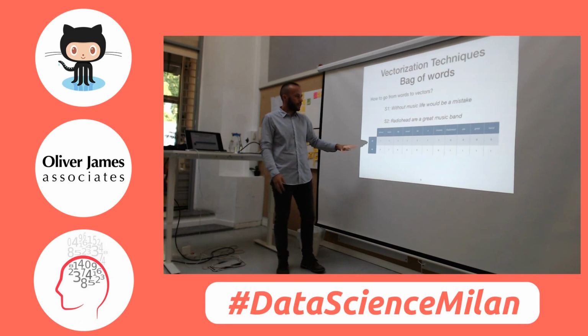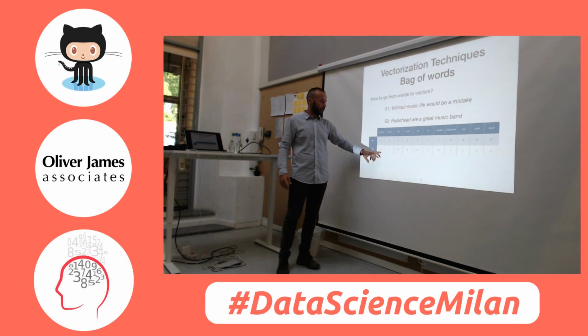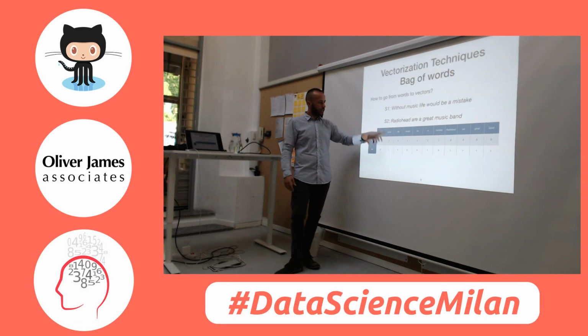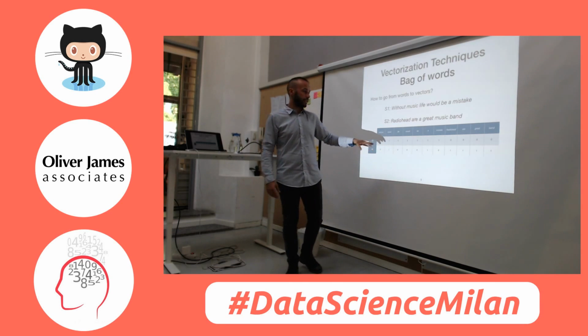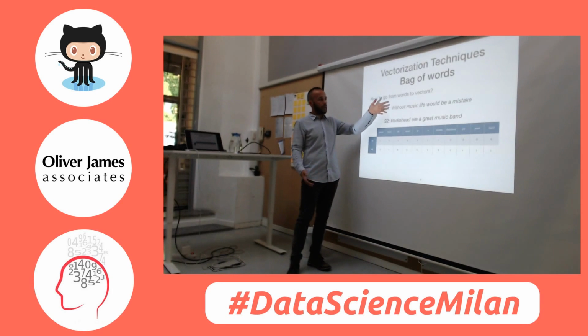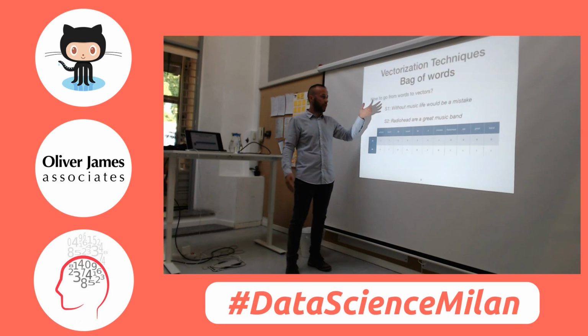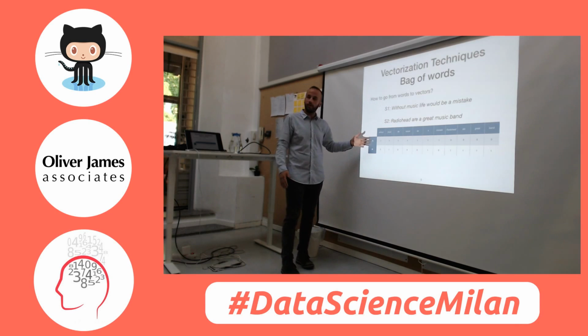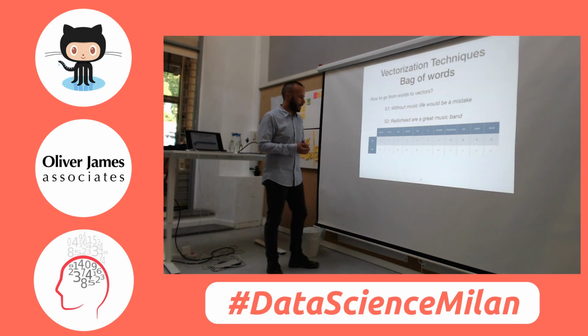And then we can do the same thing with the second sentence. We don't have the word without, so we're going to have a 0 here. But we have the word music, and actually music is one of the words that we have in both sentences. And here we are. We passed from a word representation of our vocabulary to a vector, and now we're ready to run machine learning on it.